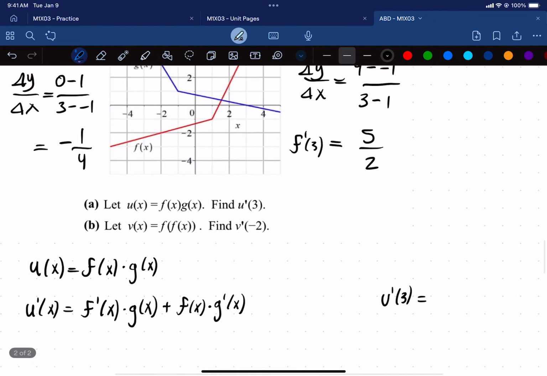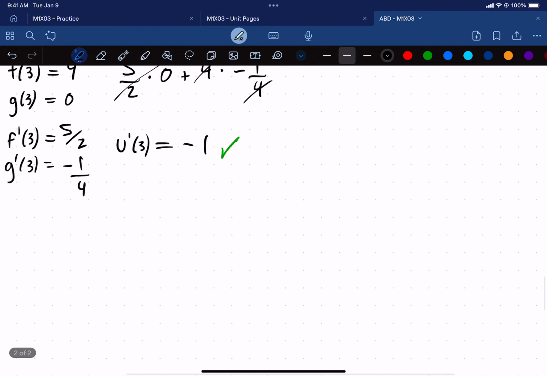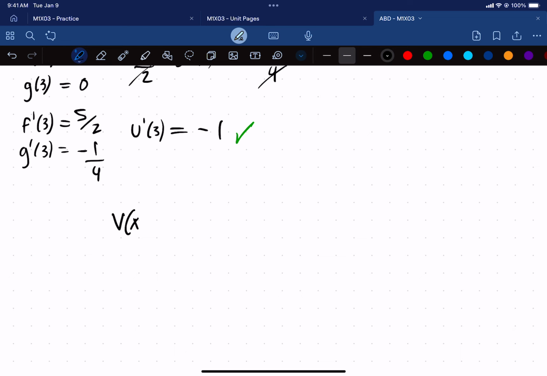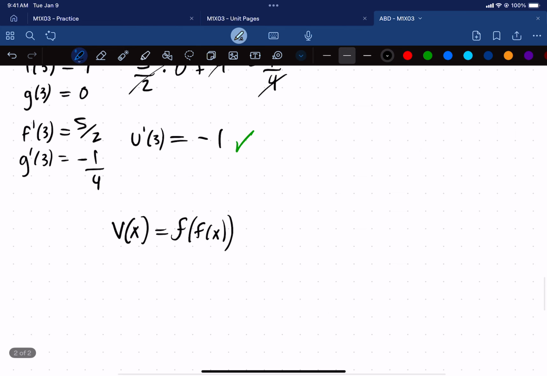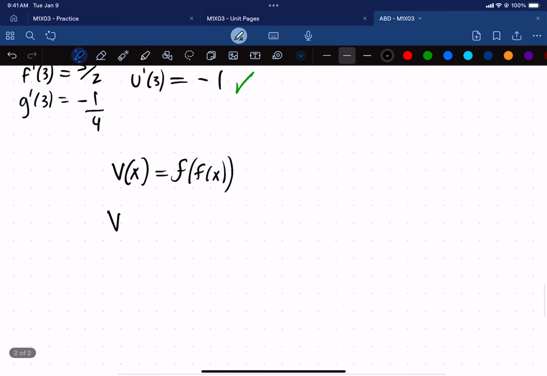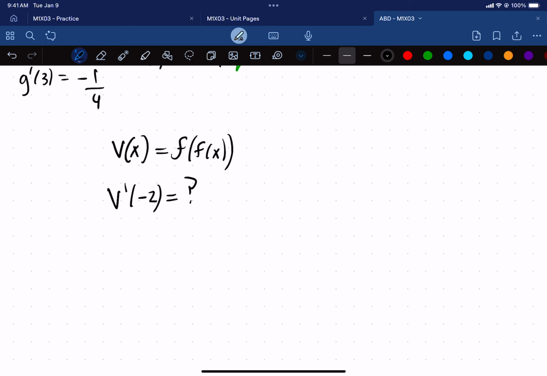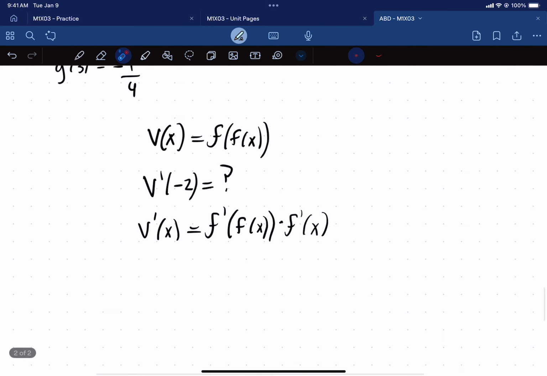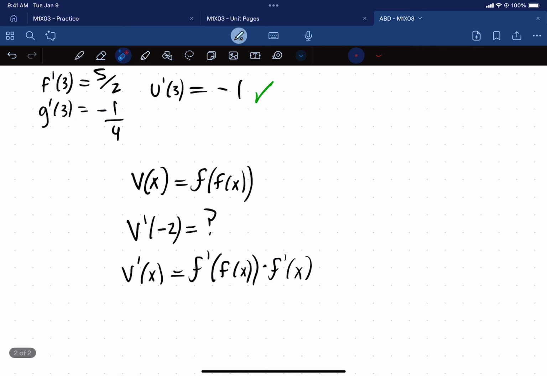All right, so the next thing is we want to find v of x, which is equal to f of f of x. So we're trying to find v prime of -2. Okay, so let's just differentiate this function, which would be f prime of f of x. And remember the chain rule, we have to multiply by the derivative on the inside. Okay, so this one, it's saying v prime at -2.